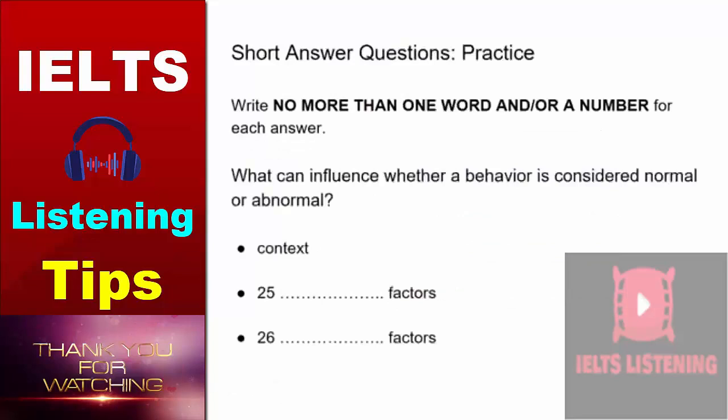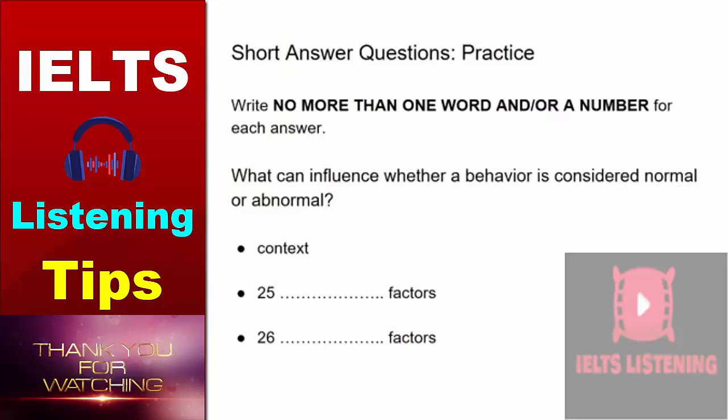Okay, let's practice this a little bit. So here we have a sample set of short answer questions. Notice in the directions we're only supposed to supply no more than one word and or a number for questions 25 and 26. In the question itself, we're told that we need to answer the question, what can influence whether a behavior is considered normal or abnormal?